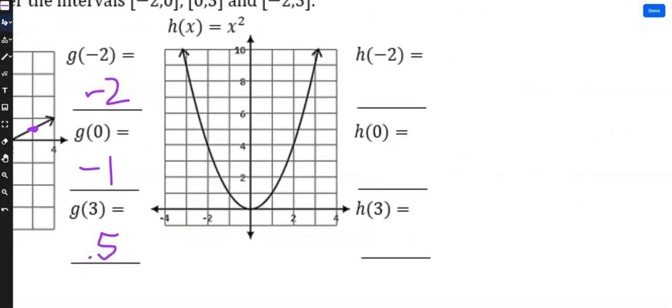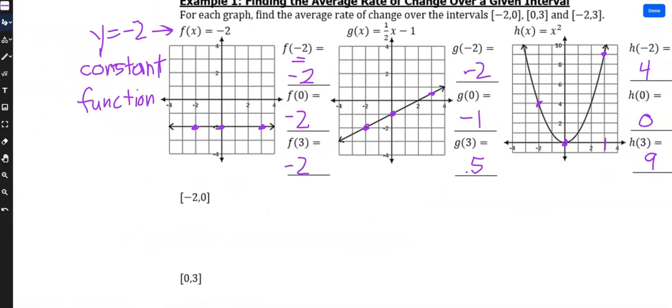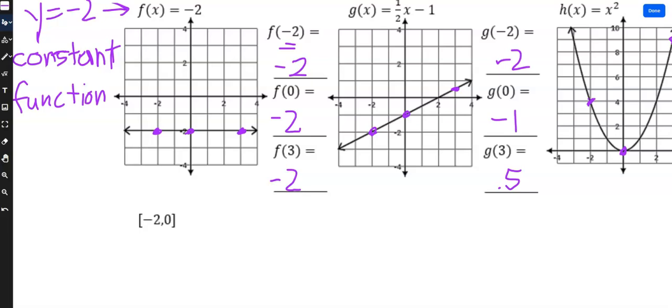Okay, so -2 here puts me at 4 there. 0 puts me at 0. And 3 puts me all the way up here at 9. Okay? So we've got coordinates, right? So if you're dealing with the interval from -2 to 0, which is what they're asking me, so -2, -2 to 0, -2.